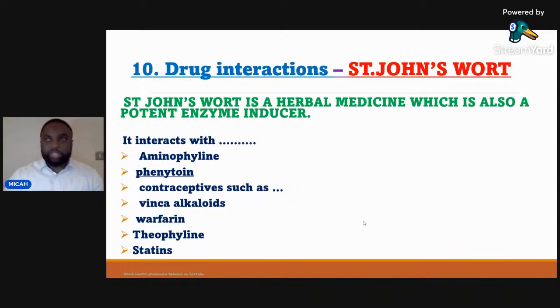So both COCs, combined oral contraceptives, and progesterone contraceptives like desogestrel, for example, those drugs can be affected by St. John's wort because St. John's wort will reduce the plasma concentration of contraceptives, which predispose the patient to getting pregnant. It can interact with vinca alkaloids. It can also interact with warfarin, theophylline, and statins. All right, so all those drugs are drugs that can potentially interact with St. John's wort, and there's loads more as well. So only recommend for patients to take drugs that have evidence to back it.